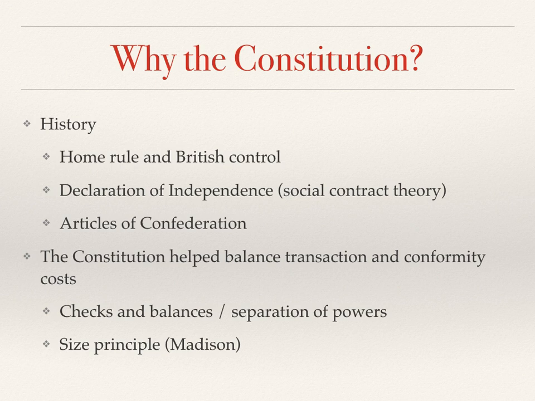Now, we know that the Constitution has the structure it has because of our history of home rule under British control and, of course, our history with British law. It was inspired by the social contract theory set forth in the Declaration of Independence, and it was inspired by the good and bad parts of the Articles of Confederation. The main goal was to help balance the transaction costs and conformity costs that any government has to balance. The balance in the Articles of Confederation was just not right. Too high transaction cost in order to lower conformity costs.